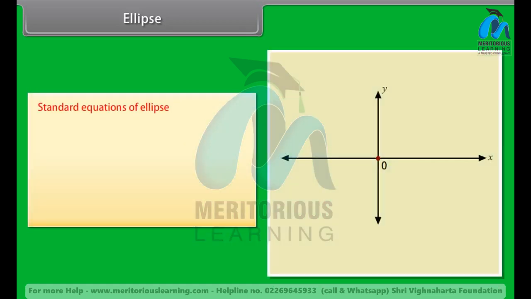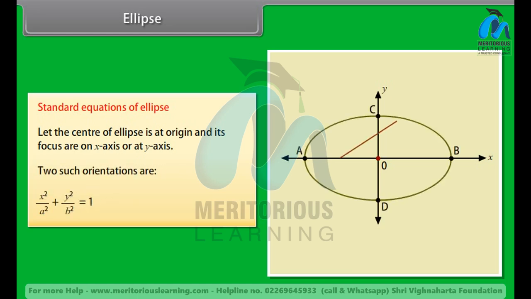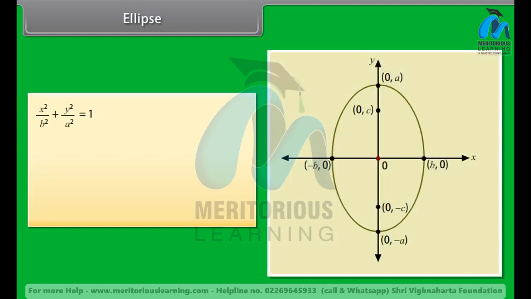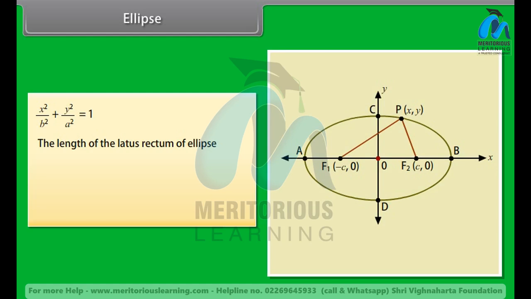Standard equations of ellipse. Let the center of the ellipse be at the origin and its foci on the x-axis or y-axis. Two such orientations are x square upon a square plus y square upon b square is equal to 1, and x square upon b square plus y square upon a square is equal to 1. The length of the latus rectum of the ellipse x square upon a square plus y square upon b square is equal to 1 is 2b square upon a.